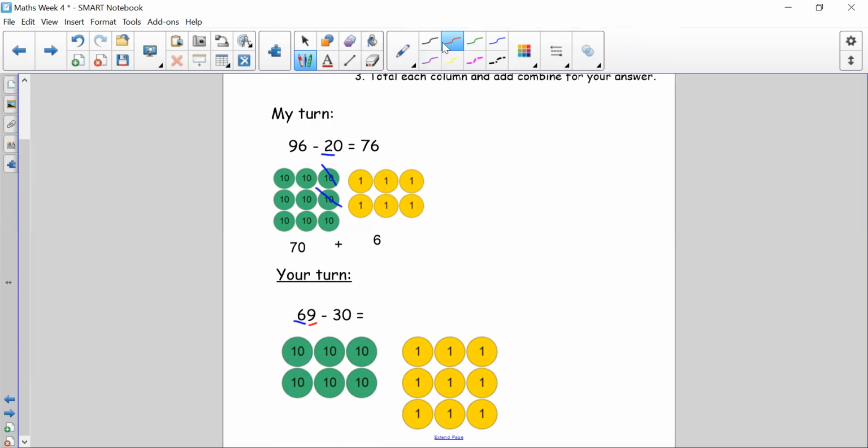So we are subtracting here. We are subtracting tens. We are subtracting 3 tens. So let's cross them off. 10, 20, 30. 1, 2, 3 tens we are subtracting.